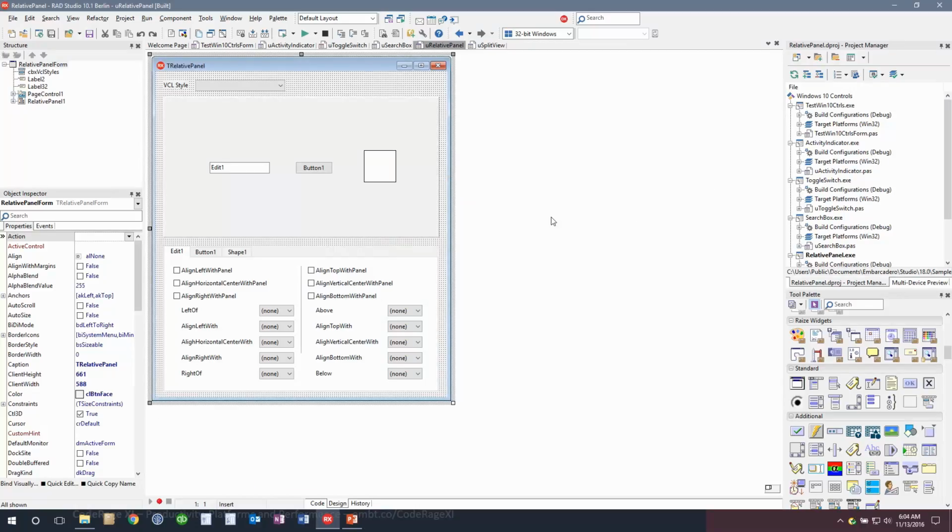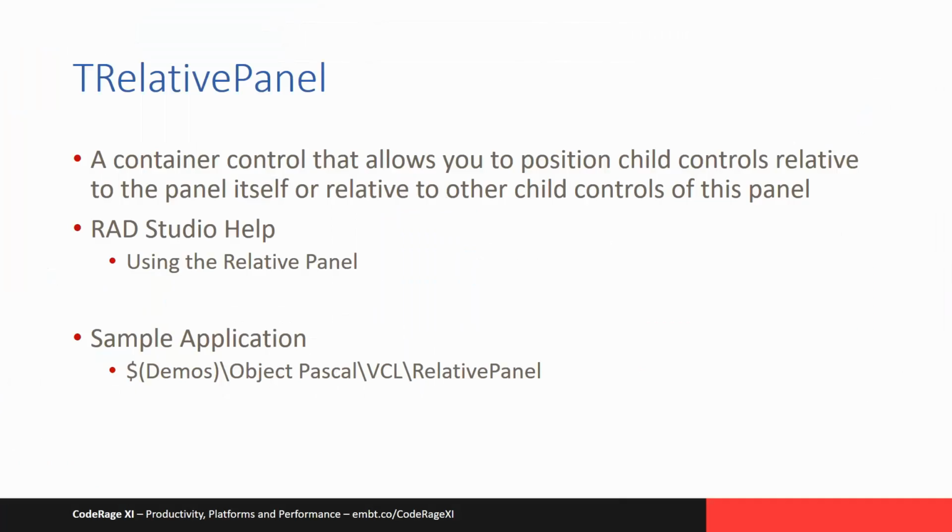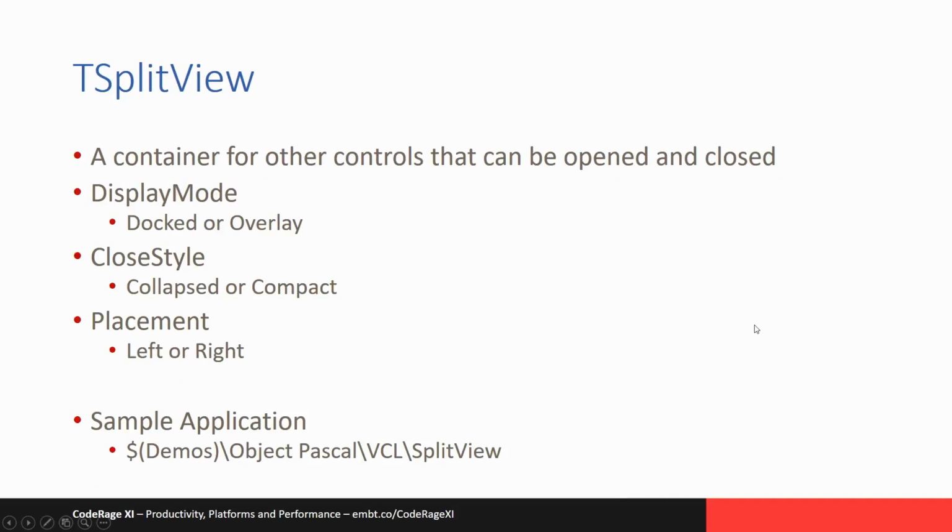Okay, let's switch over to our final control, the TSplitView. And this is another container control. And the difference with this is that it's designed to be opened and closed. And there's a number of different property values that are available to control just how that happens. So whether or not it's docked, which means that it takes up part of the client area, and when it's closed, the client area is restored back to the main form, or is it overlaid so it rides on top of whatever the client area is.